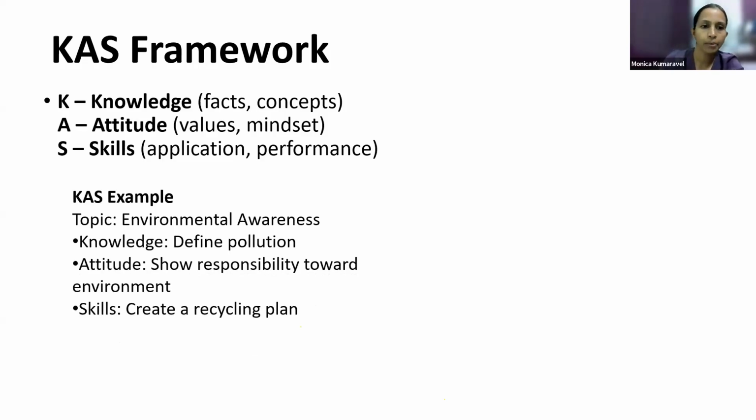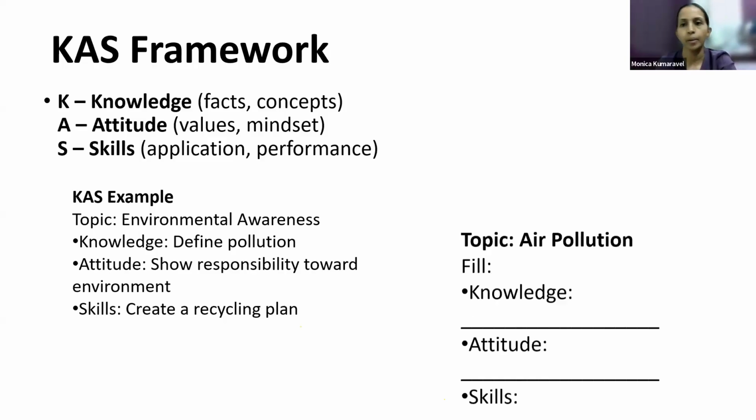The topic is environmental awareness. Knowledge is define pollution or list the pollutants. Attitude is showing responsibility towards the environment. Not throwing papers, not throwing waste, keeping the environment very clean, planting trees. All these are responsibility, right? And skill is creating a recycling plan. How we can recycle plastic. What are the methods to recycle non-biodegradable wastes? All these are the skills the child can possess, right?